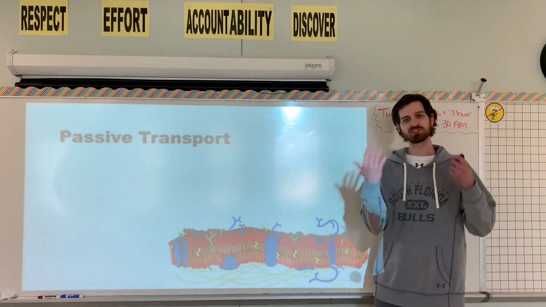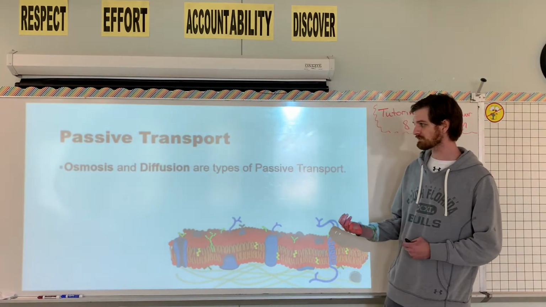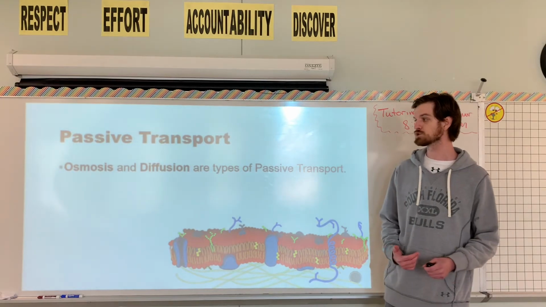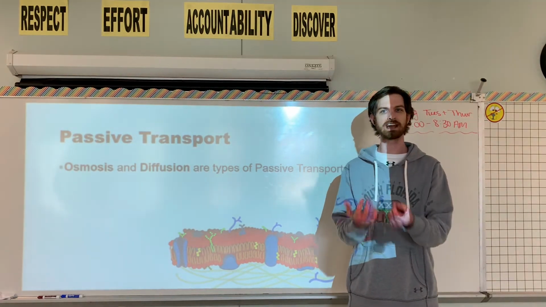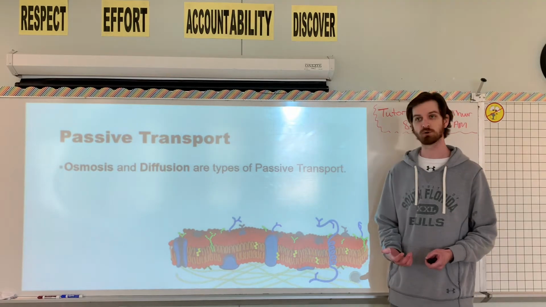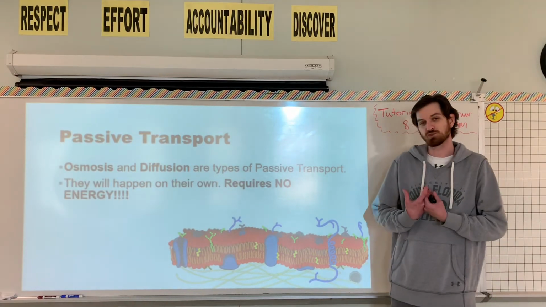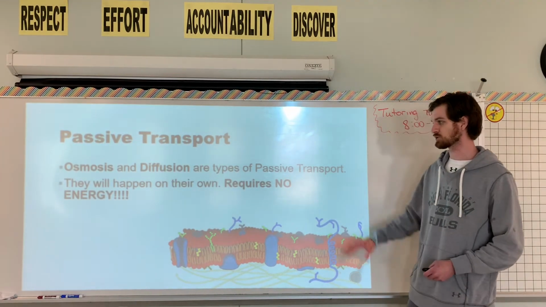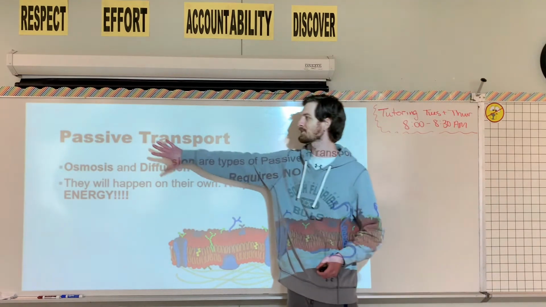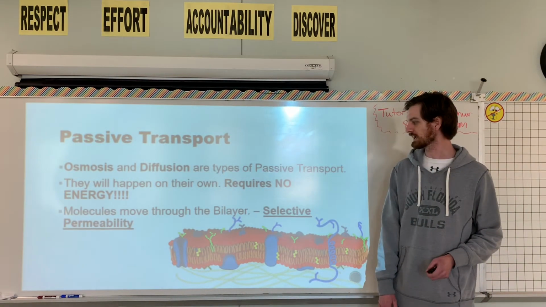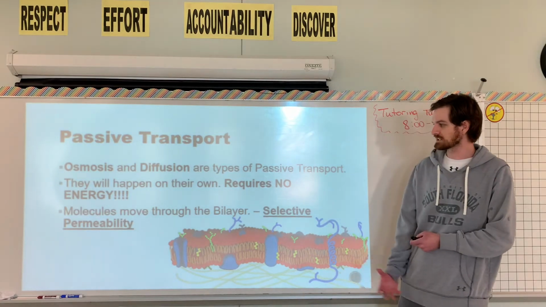All right, and it brings us into passive transport, which we've kind of discussed a little bit with osmosis and diffusion. These are things that occur naturally. You don't need any energy input to make them go. These molecules will naturally want to spread themselves out. So there's no energy required, hence that's why it's called passive, no energy. Okay? And these will occur through that selectively permeable membrane.